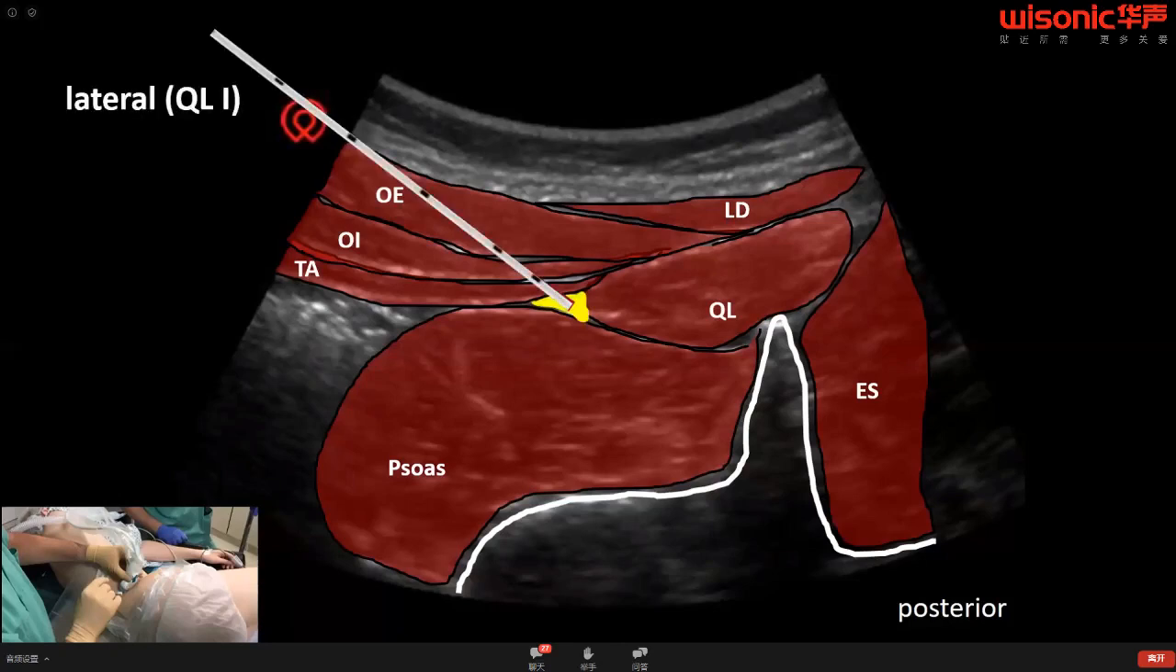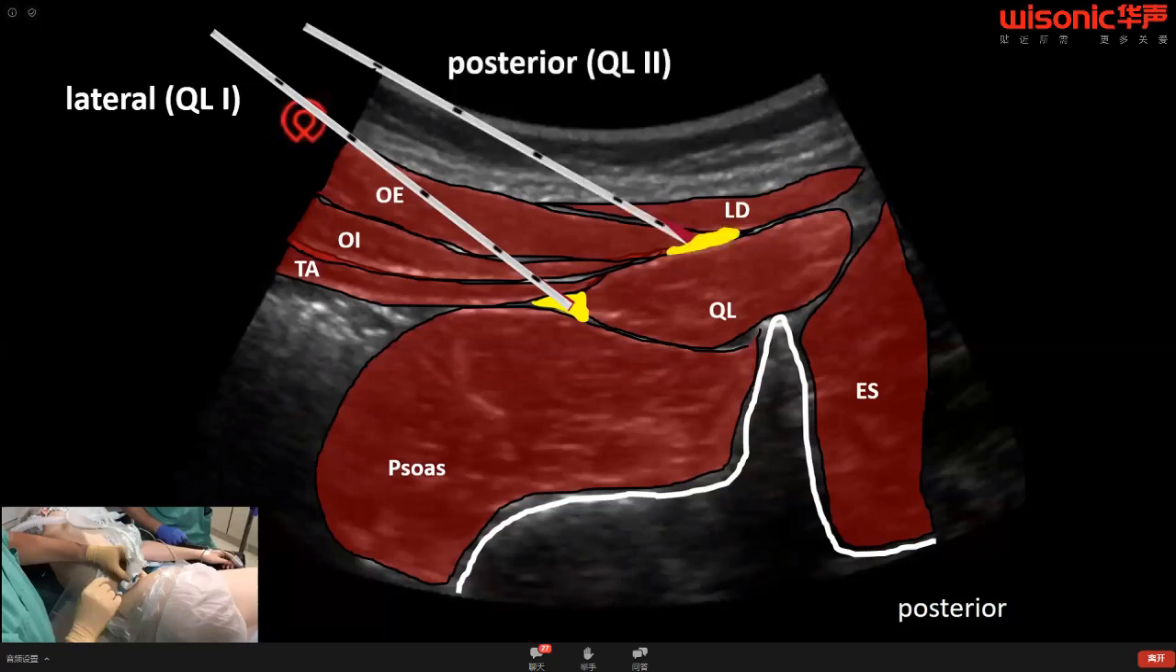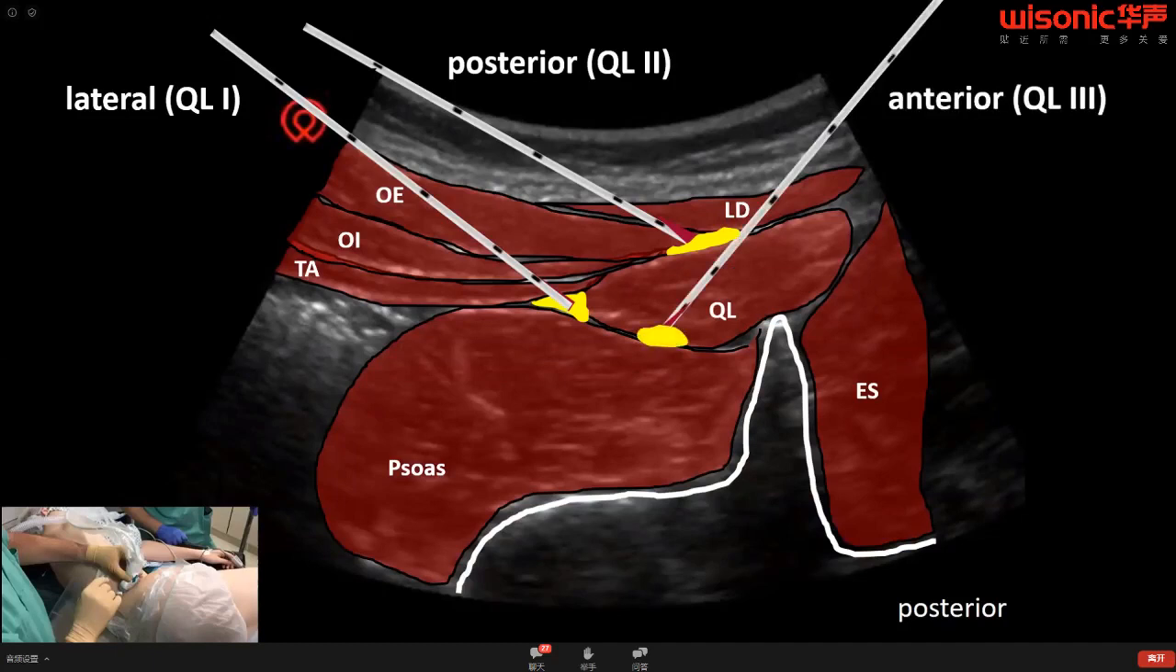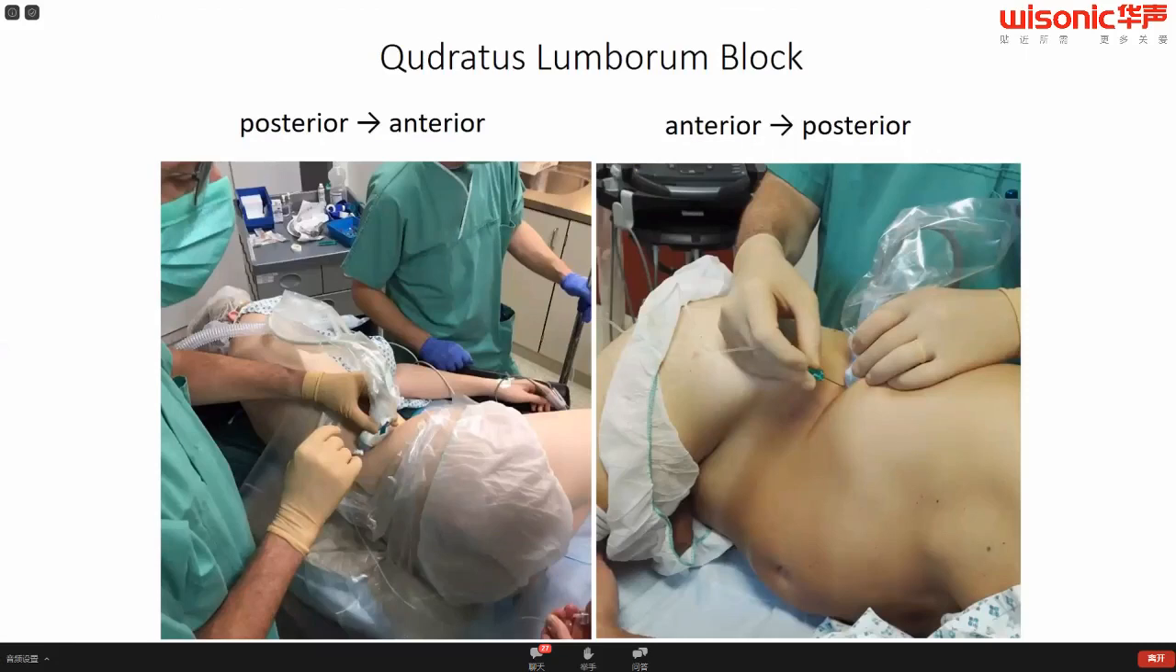If you perform a lateral quadratus lumborum block, the local anesthetic is placed lateral to the quadratus lumborum. For the posterior, the local anesthetic is placed between the latissimus dorsi and the quadratus lumborum muscle. And for the anterior quadratus lumborum block, the needle goes through the quadratus lumborum and the local anesthetic is injected between the psoas muscle and the quadratus lumborum muscle. You can advance the needle from posterior to anterior or from anterior to posterior.